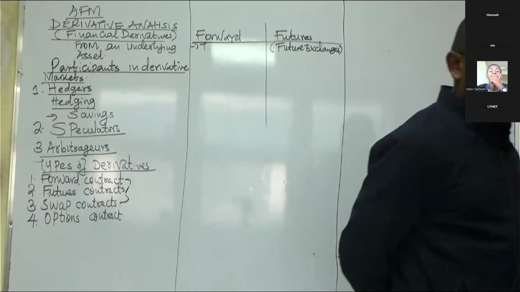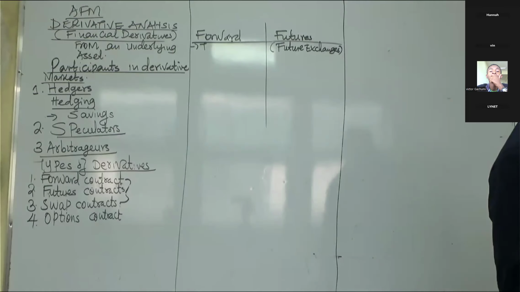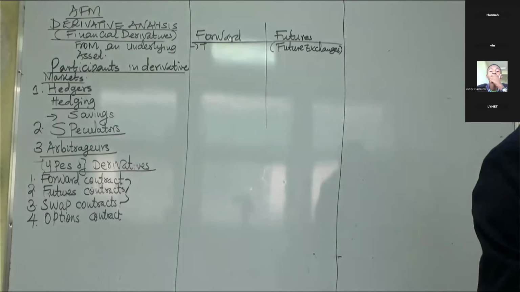The last category is what we call the options. You say options: this is a contract which gives the right but not an obligation to the buyer or seller.